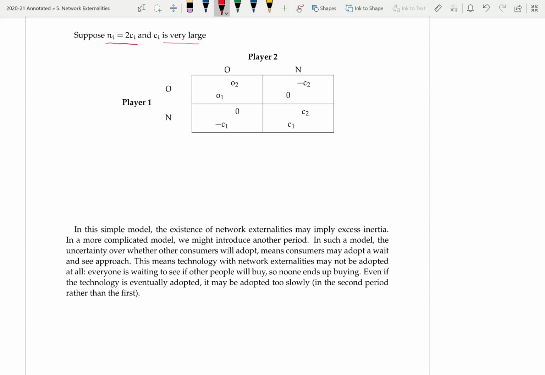If they choose N, then their possible payoffs are minus C1 and C1. And player 1 maybe isn't sure what player 2 is going to do, and perhaps they even think that player 2 is not rational, or they could be a Luddite who's never going to adopt the new technology. So player 1 is facing a lottery when they choose to adopt the new technology, and this lottery yields either minus C1 or C1. And so for each player, adopting the new technology is a lottery, yielding minus CI or CI. So either a large negative or a large positive payoff.